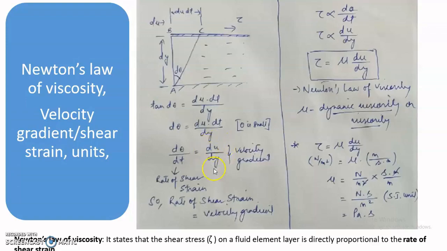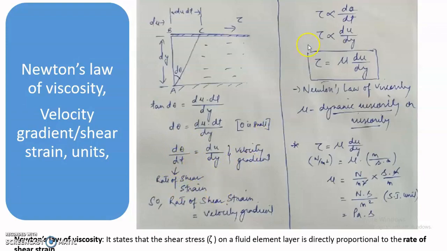So see here, du by dy, what is this? This is the change of velocity with respect to depth. So what do we call this one? We call it velocity gradient. And d theta, I have said, is the shear strain. This shear strain is with respect to some particular time dt, so we call it the rate of shear strain. So keep in mind that the rate of shear strain is equal to the velocity gradient here.